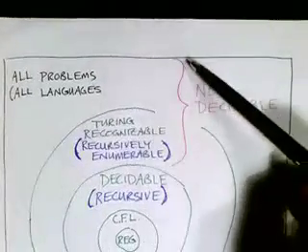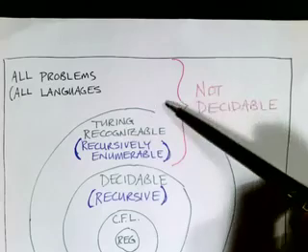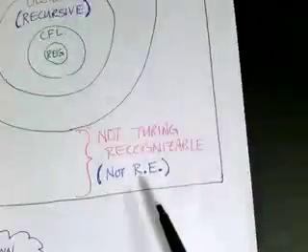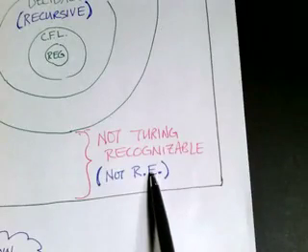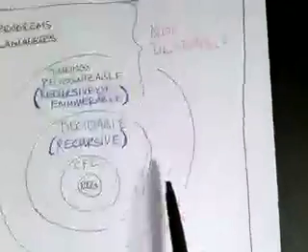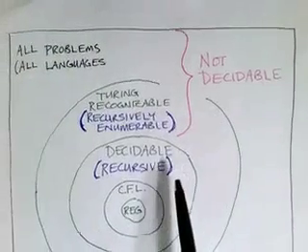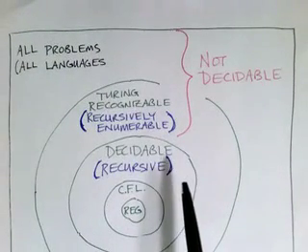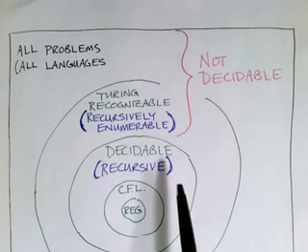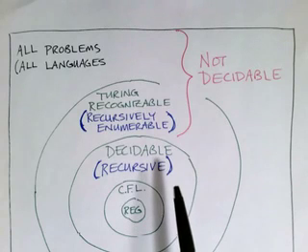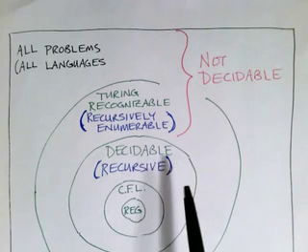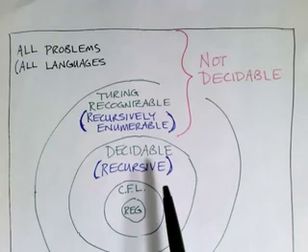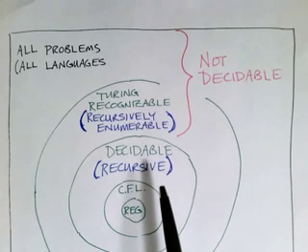And then you have the languages that are outside of this bubble, those languages that are not even Turing recognizable, or sometimes we say not recursively enumerable. And these languages are very complex beasts. There is no Turing machine that will halt on all inputs, even when those inputs are guaranteed to be elements of the set, elements of the language. So we can't even recognize elements that are in the language, as well as being unable to recognize elements that are not in the language.